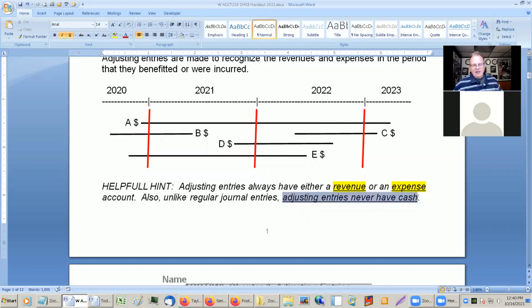And another little oddity of it is they never have cash involved. So they either have to have a revenue or expense, and they never have cash involved. The actual journal entries themselves are usually not as difficult because we know the revenue.